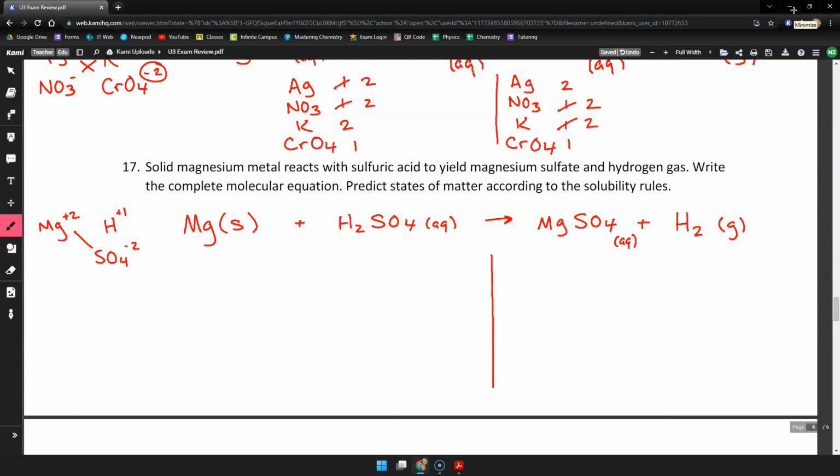And let's balance. Magnesium, hydrogen, sulfate. Okay, so 1, 2, 1, 1, 2, 1. Oh, look at that. The stars have aligned. It's already balanced.